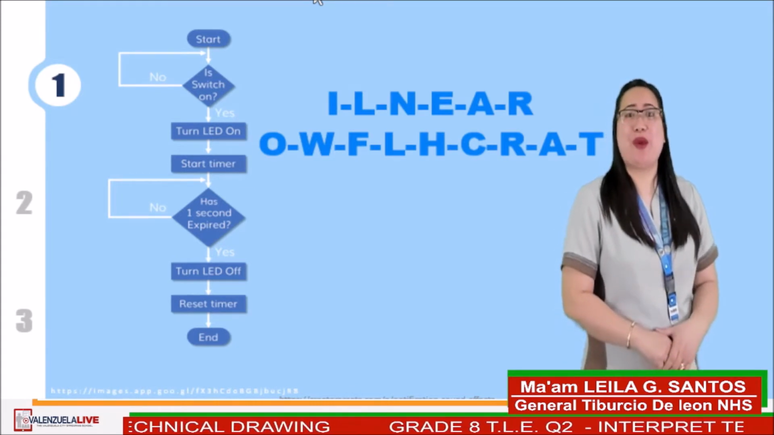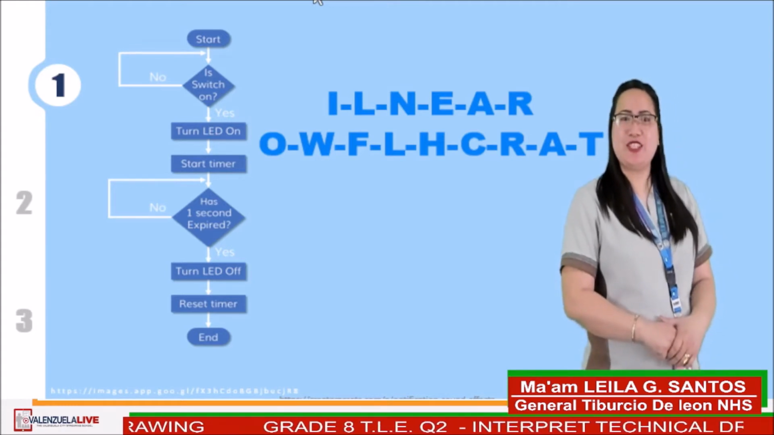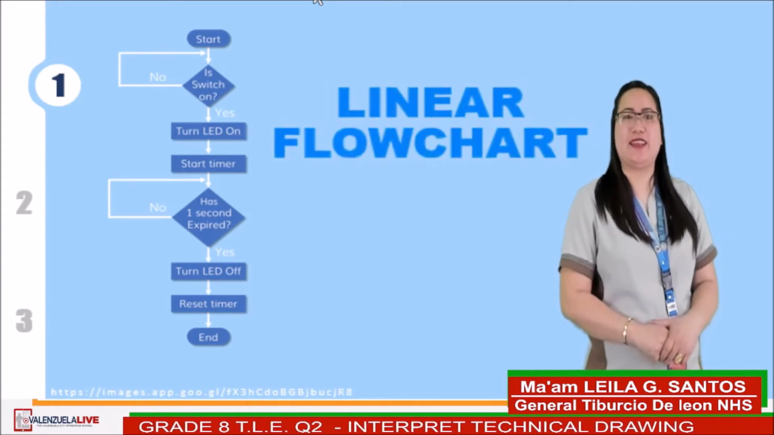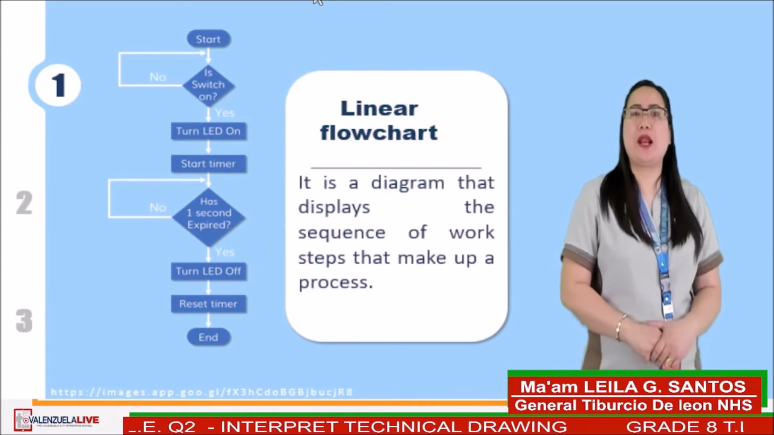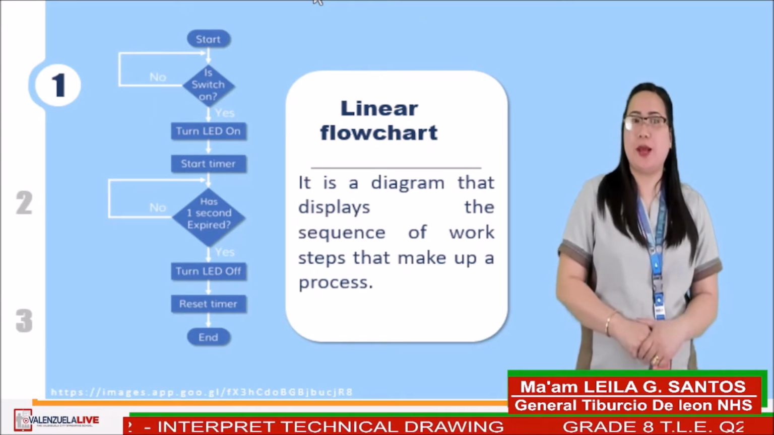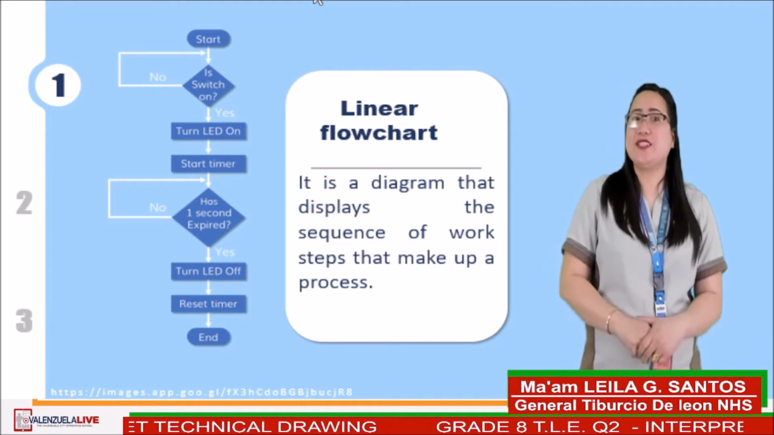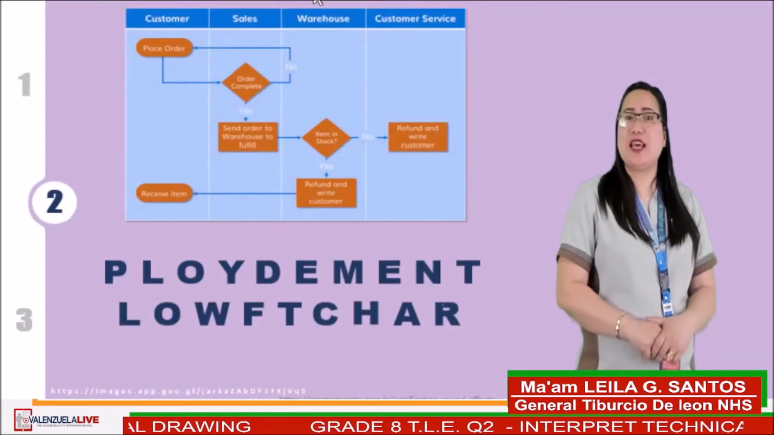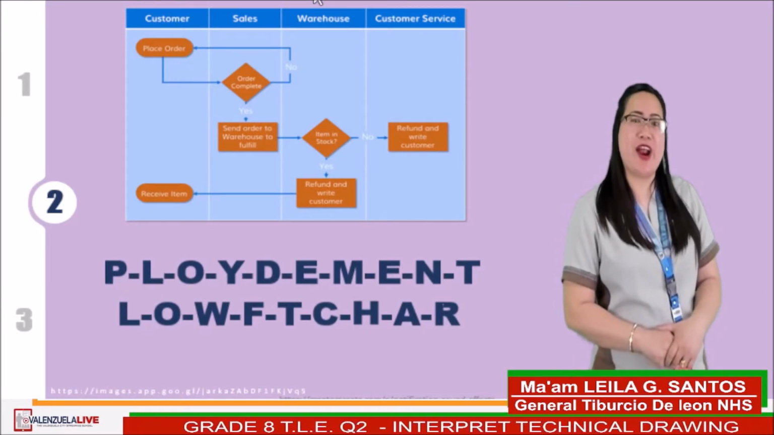Time's up! My dear learners, what is your guess? Awesome! Your guess is correct, and that is linear flowchart. Linear flowchart is a diagram that displays the sequence of work steps that make up a process. Next is the second type of a flowchart. This consists of the following letters. Your timer starts now.